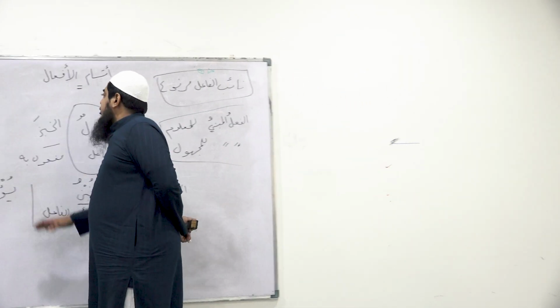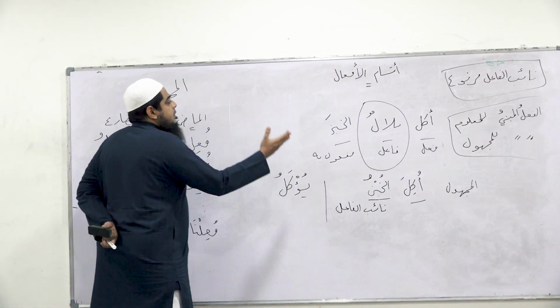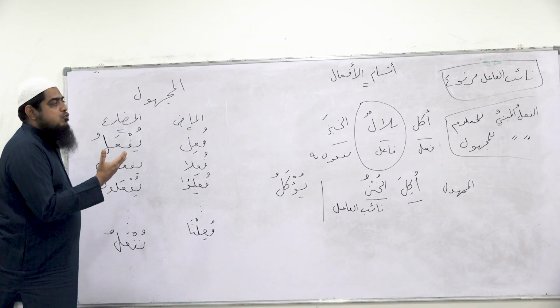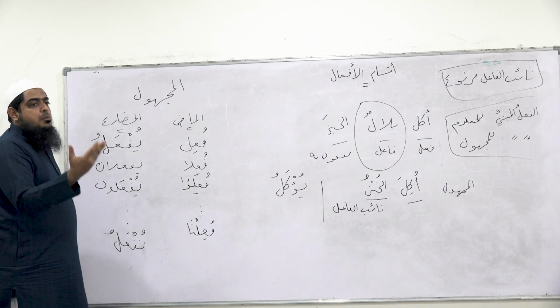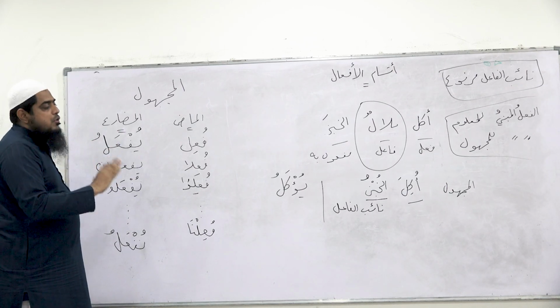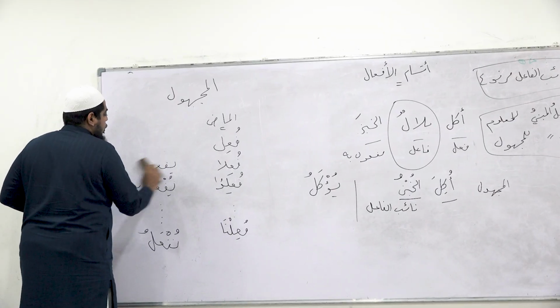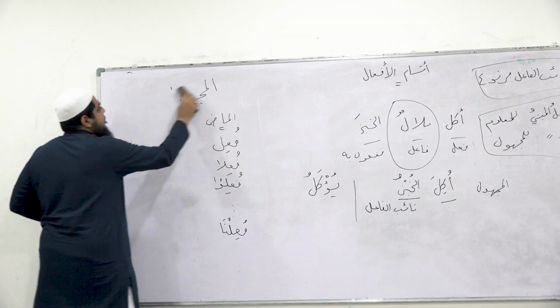So, fi'l can be classified into muta'addi and lazim, and something related to this is al-fi'l al-ma'lum, al-fi'l al-majhul. So we learned what is al-fi'l muta'addi and fi'l al-lazim, and what is fi'l al-ma'lum and what is fi'l al-majhul. Now you can make sentences. When you go back home, try to make sentences both from ma'lum and majhul.